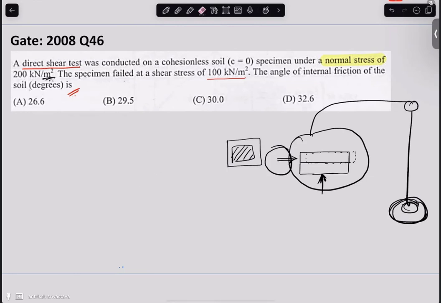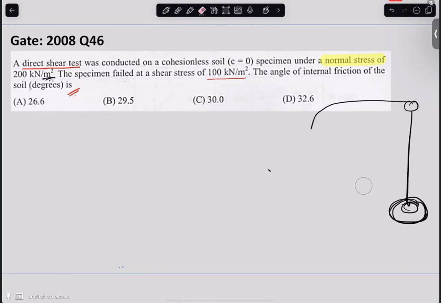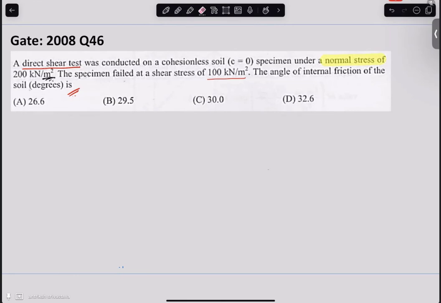Now, what do you get from this? You get the shear strength of your soil. It is a quick and dirty way to get the shear strength of your cohesionless soil.